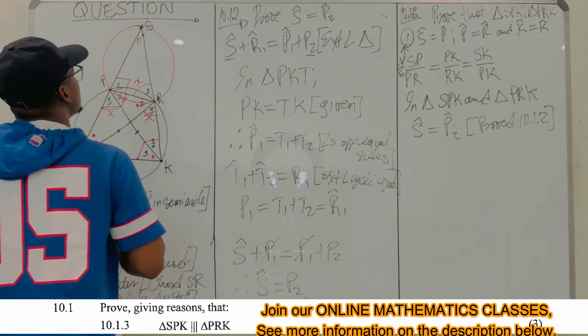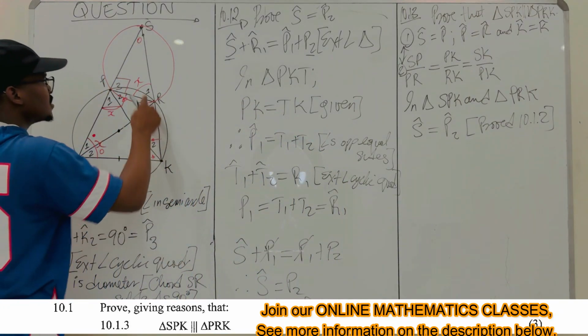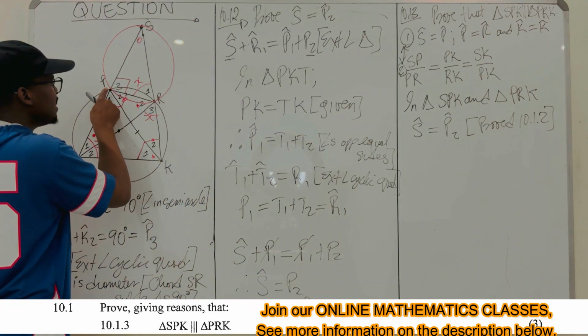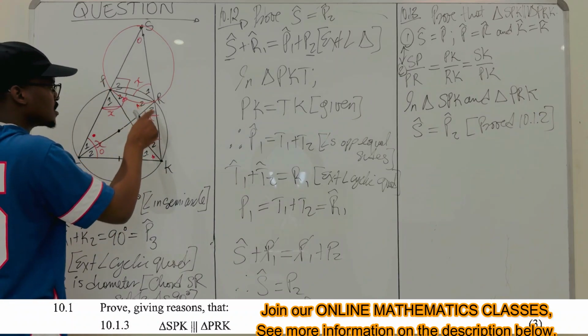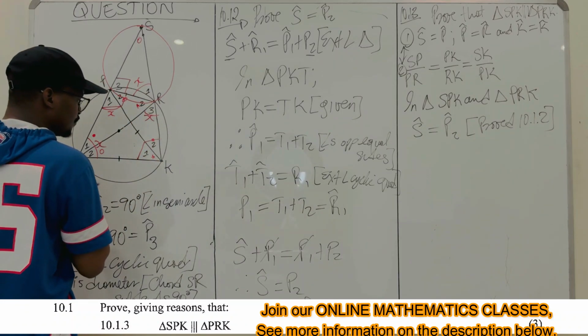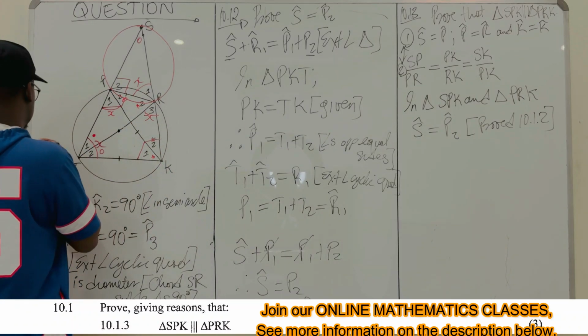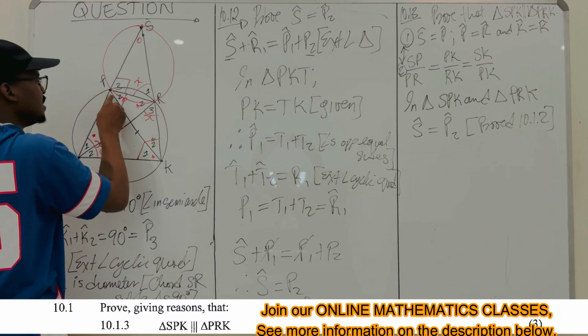Then look now, SPK is our big triangle, and PRK is our small triangle. Look at this angle K2 here. It is in both of these triangles. Look, SPK, you see?